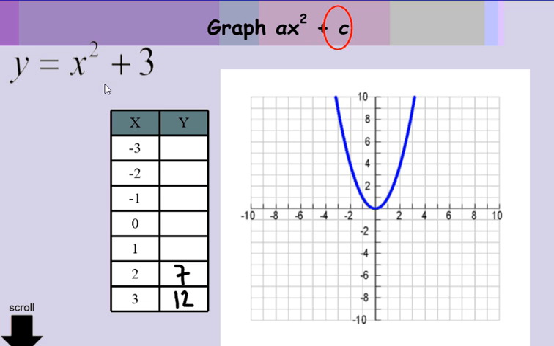Put 1 in there. 1 squared is 1. 1 plus 3 is 4. 0 in there. 0 squared is 0. 0 plus 3 is 3. Now once I have this side, the mirror image is just going to be 4, 7, 12.